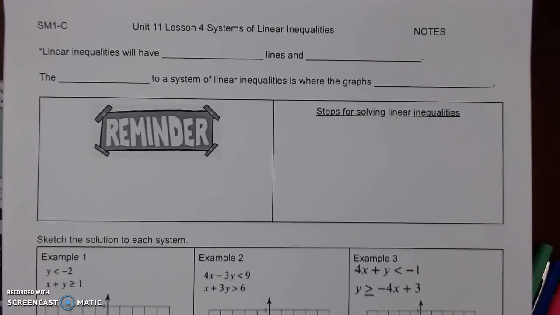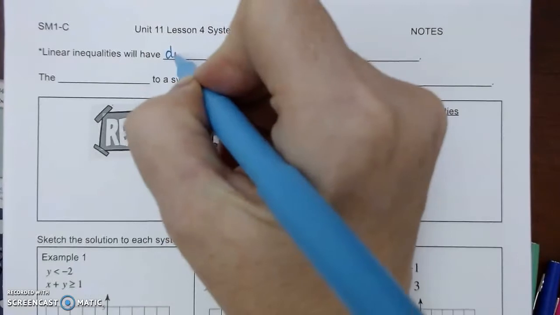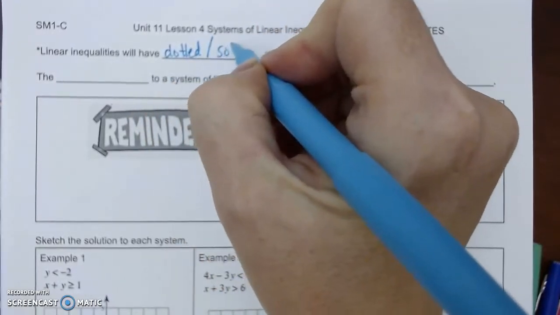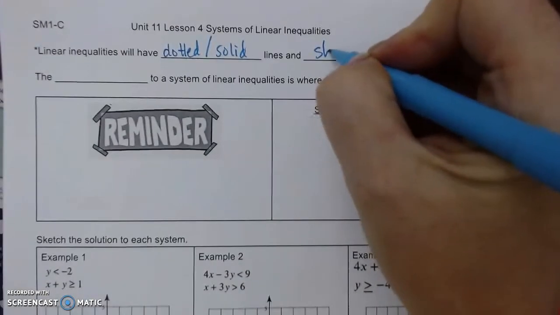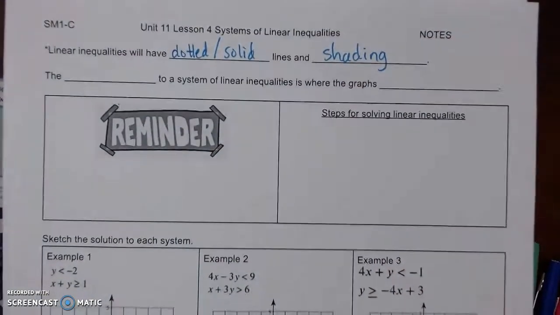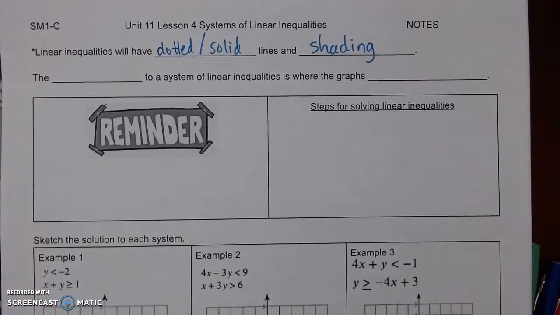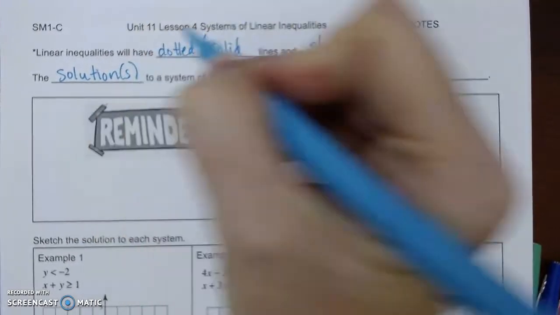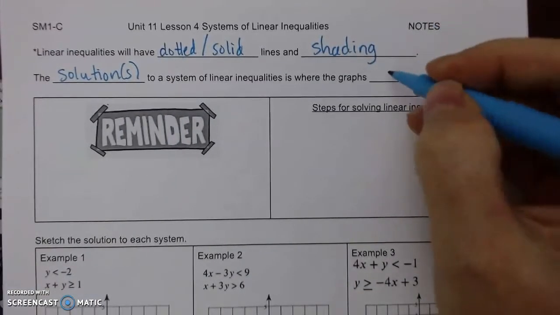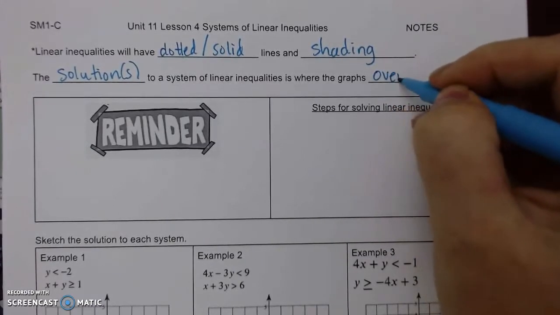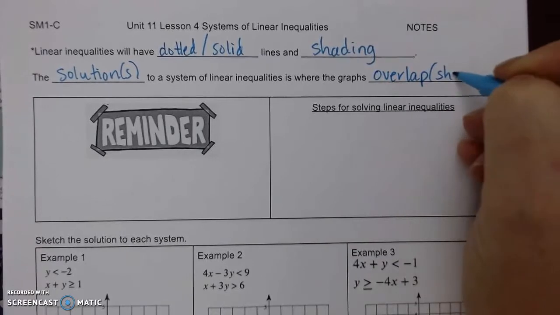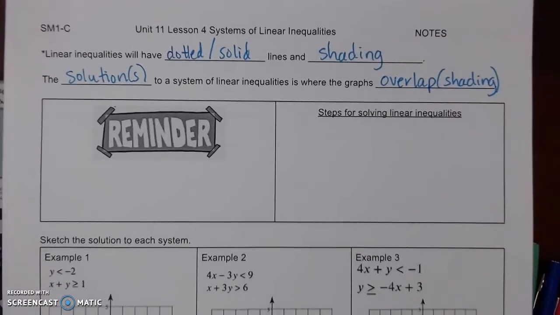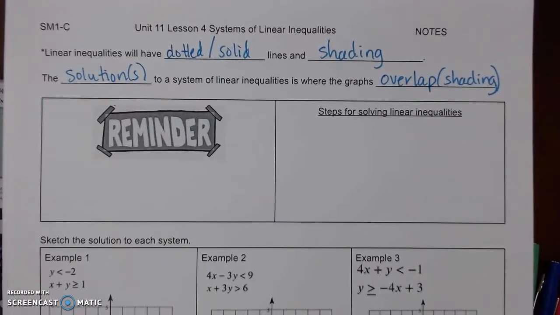All right, Unit 11, Lesson 4 is Systems of Linear Inequalities. So, linear inequalities from last quarter, they will have dotted or solid lines, and they will also have shading where the answers are true, all the solutions. The solution to a system of linear inequalities is where the graphs overlap, and that means the shading. It's where both equations are shaded and make both equations true, all the ordered pairs.